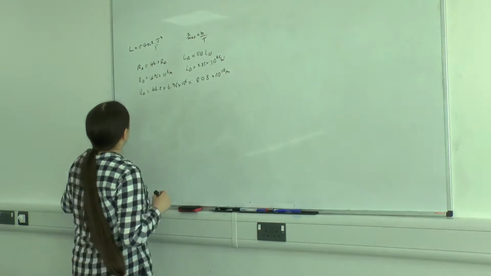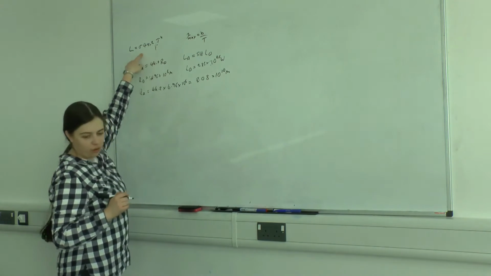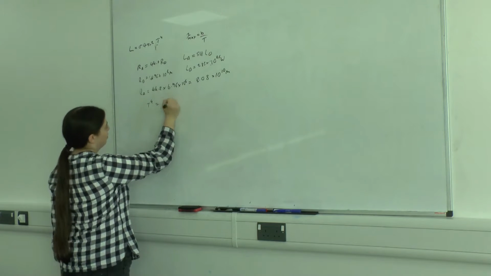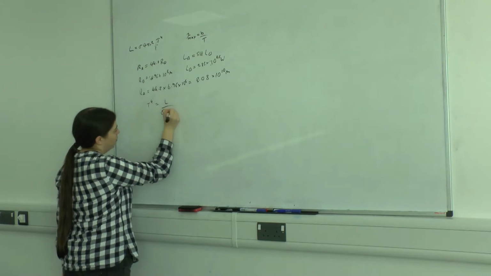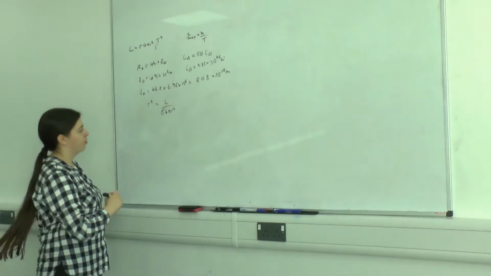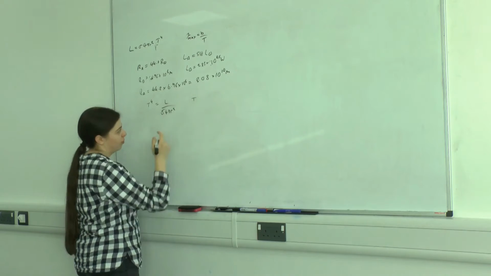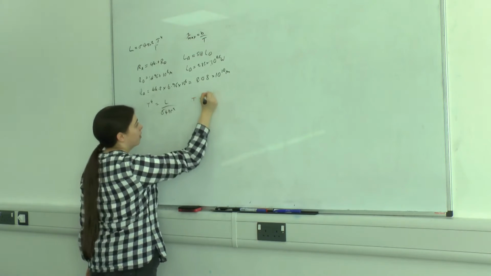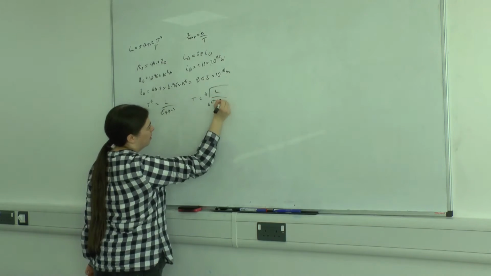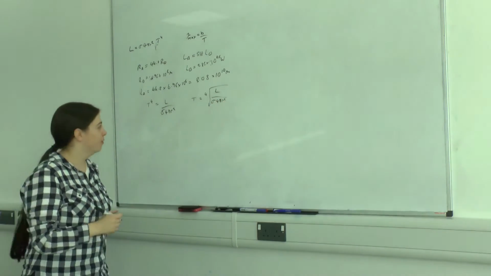So now what you want to do is rearrange Stefan's law for T. First of all, we'll put it for T to the power of 4, which is L over sigma 4 pi r squared. So now we've got to take a fourth root, just remember that. You could lose a mark for not doing this bit. Right, then we plug the numbers in.